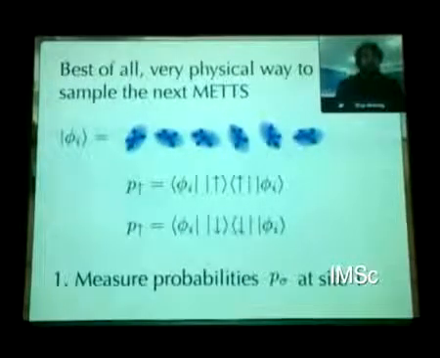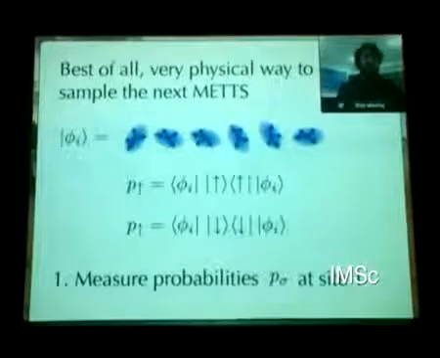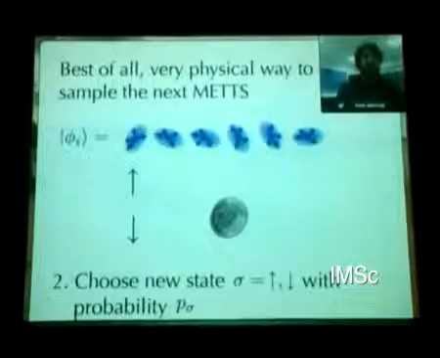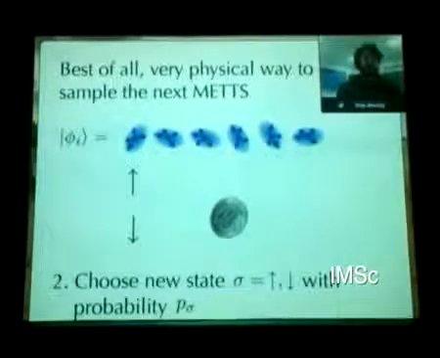One of them is the projector onto the spin up state, the outer product of the spin up state with itself. The other is the same for the spin down state. Take the expectation value of these projectors on site 1, and those are probabilities that you can now use. Then the idea is you flip the coin. The weights come from those probabilities that you measured, and you choose randomly which state you're going to project into.